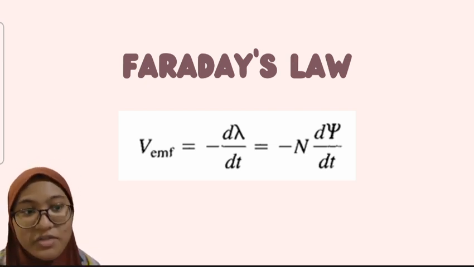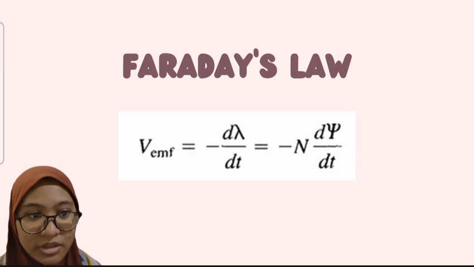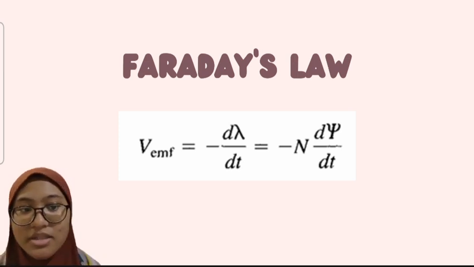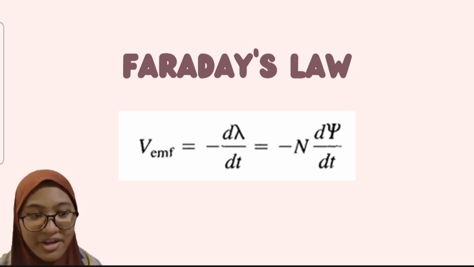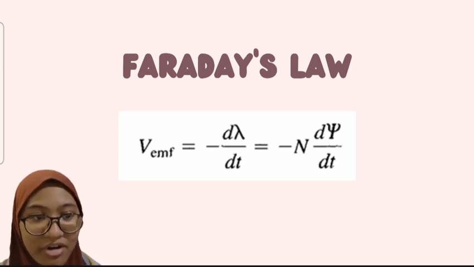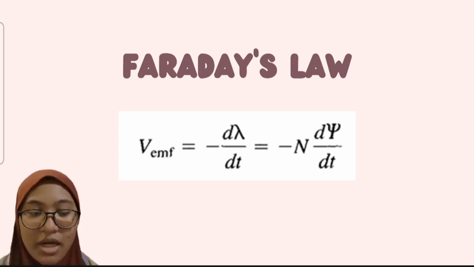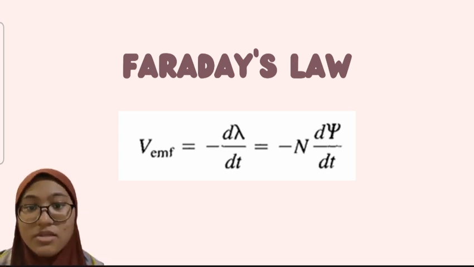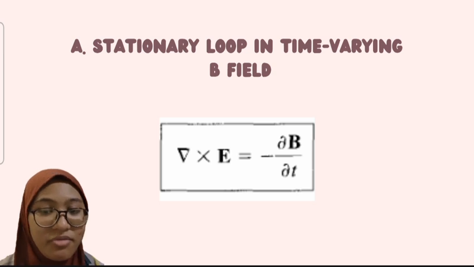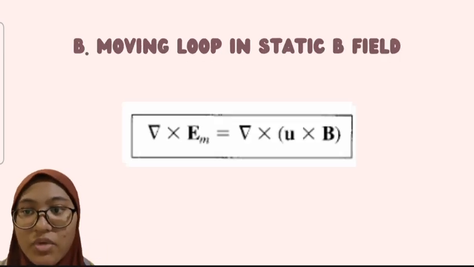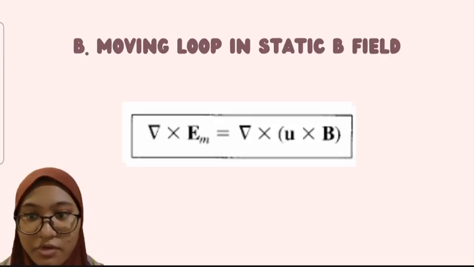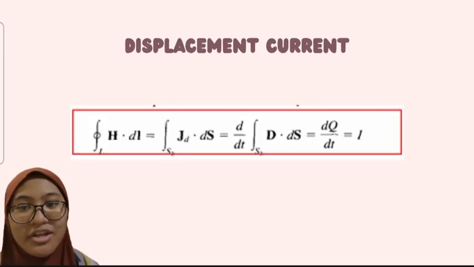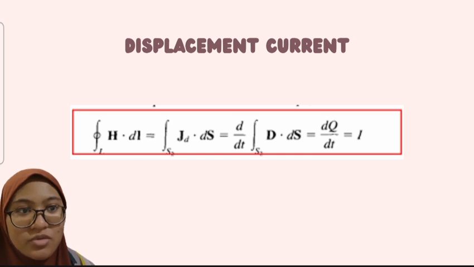Next, a variation of flux with time may be caused in three ways. The first is a stationary loop in a time varying B field, the second is a time varying loop in a static B field, and the third is a time varying loop area in a time varying B field. For a stationary loop in a time varying B field, we have this formula. Moving on, for a moving loop in a static B field, we have this formula. And for a moving loop in a time varying field, we have this formula. And finally, for displacement current, we have this formula.